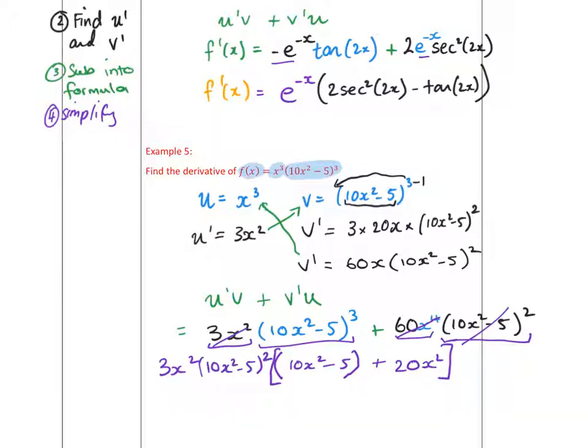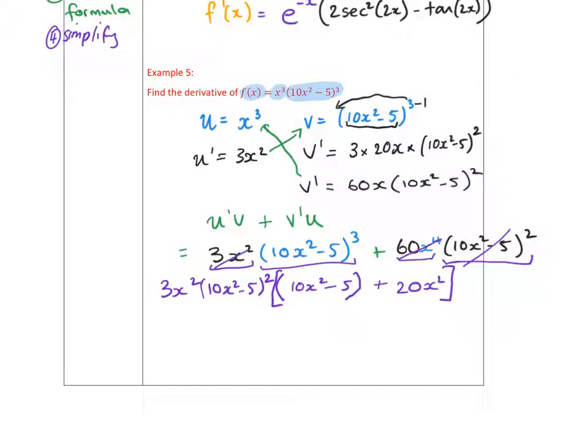So it looks a little bit complicated, but we're about to clear it out. Give ourselves a little bit more room here. So we've got our common factor of 3x squared, 10x squared minus 5 squared. If we think about this, we don't really need these brackets here. And 10x squared plus 20x squared is going to be 30x squared minus 5. That's as simple as it gets. So we'll recontextualize our answer, f dash of x.